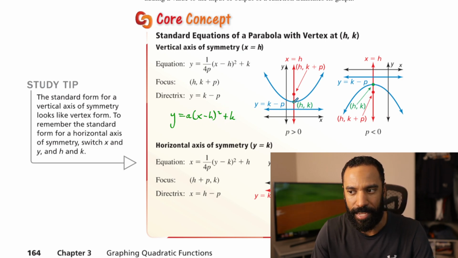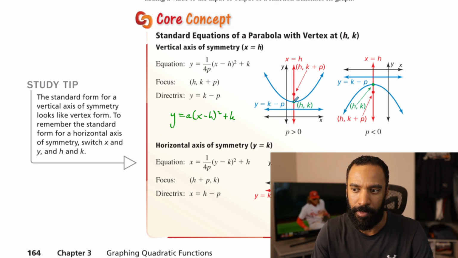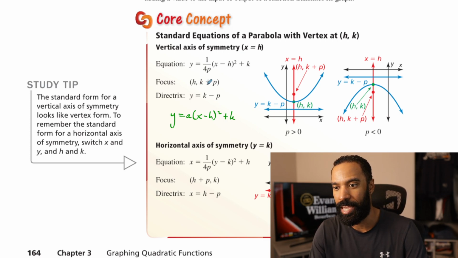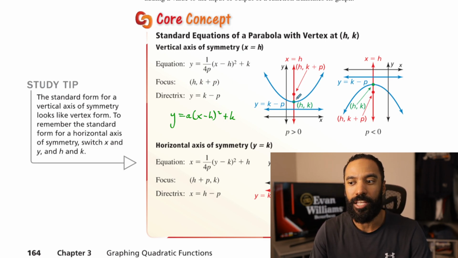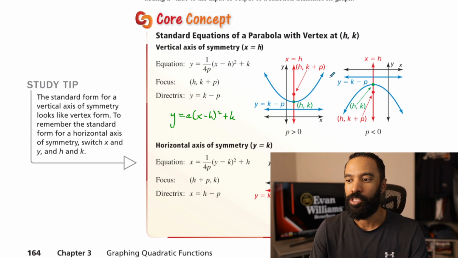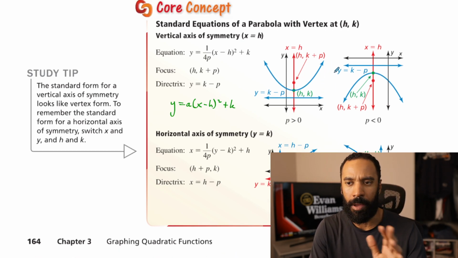I'm going to plot the vertex, and I get to go p units up or down from there once I have that vertex graphed. So not going to get too big on, remember the focus is at k plus, etc. It's p units up from here, p units down from there once we get that vertex plotted. So I'm going to get a little more on that so we're not trying to over memorize something.